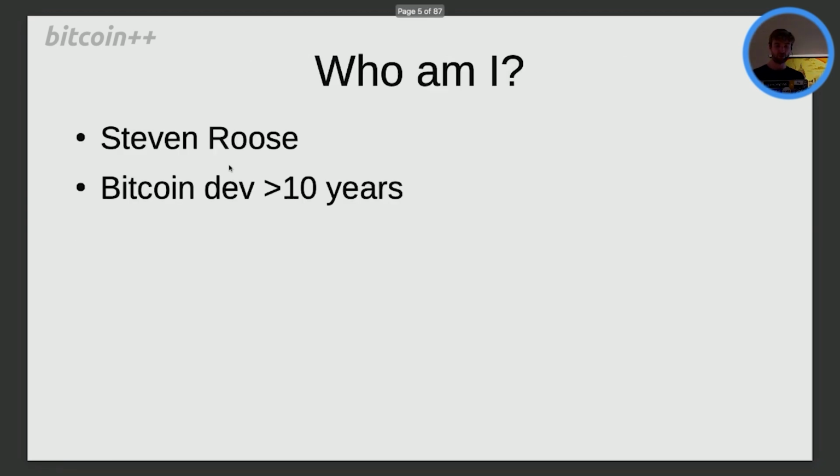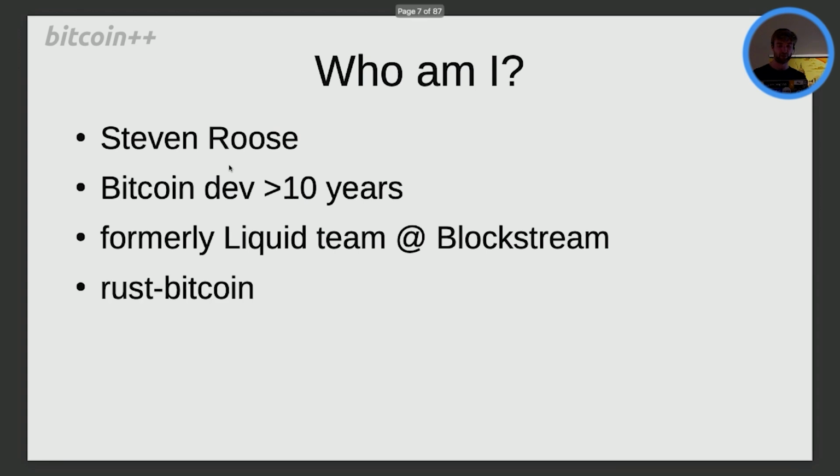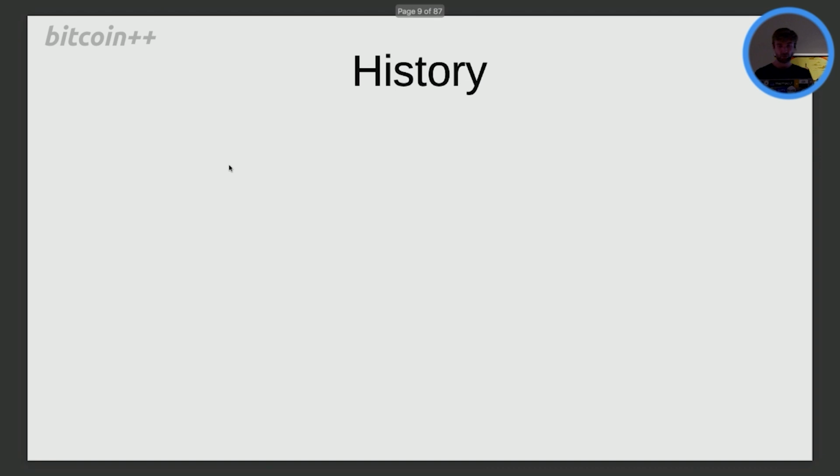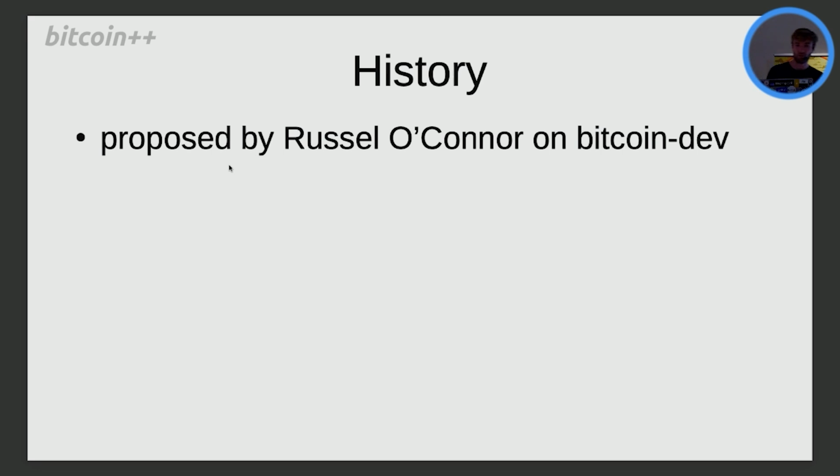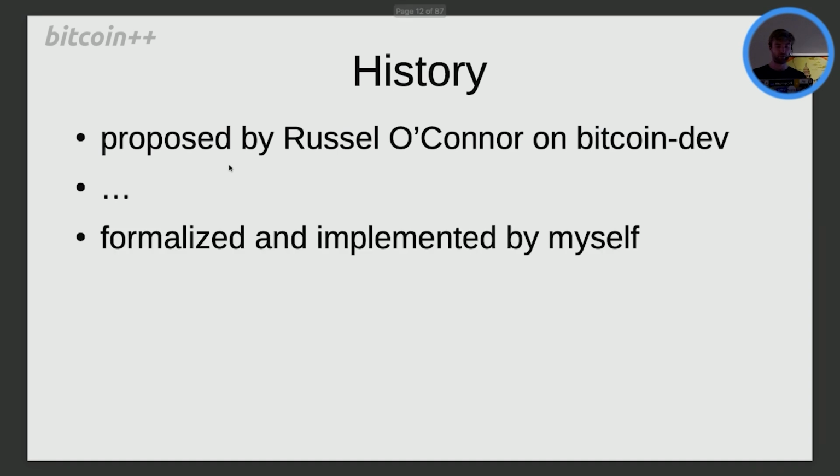So who am I? I was just in the next room, so I'm not going to say it all again. I was at Liquid, Roose Bitcoin, and also working on ARC. So I'm going to start with a brief history of this proposal because it's not really my idea. It was proposed originally in the mailing list by Russell O'Connor as a general idea, like, hey, we can maybe do this. And then for a long time, nothing really happened. And then I thought it was a good idea, and I kind of formalized it in a BIP and implemented it in a few places.